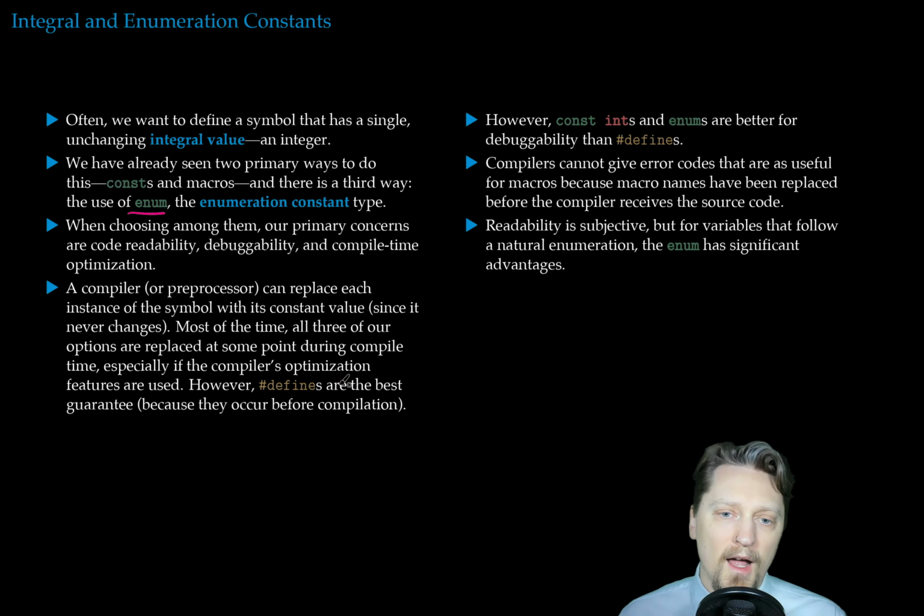However, defines, i.e. macros, are the best guarantee, because they occur before compilation every time. The preprocessor is always going to do that. However, const ints and enums are better for debuggability than defines. Compilers cannot give error codes that are useful for macros because macro names have been replaced before the compiler receives the source code.